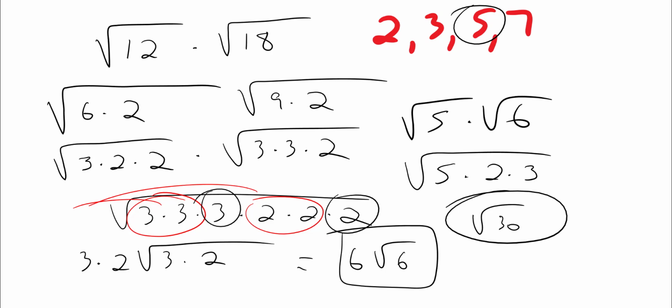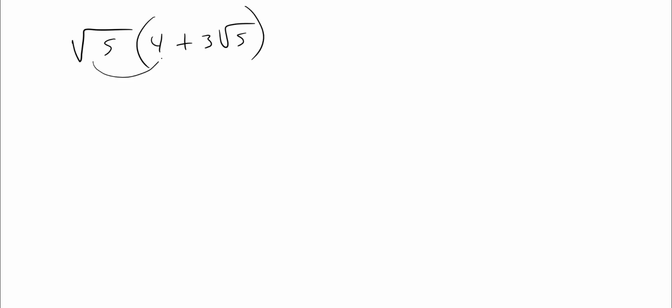Okay? All right. So let's get into what we're going to do in this lesson. If I had the square root of 5 times 4 plus 3 square root of 5. So basically what we're doing here, math fans, is distributing that term, that square root of 5. We're multiplying it by 4, and then multiplying that square root of 5 by 3 root 5. That's what we're doing, just multiplying it out.